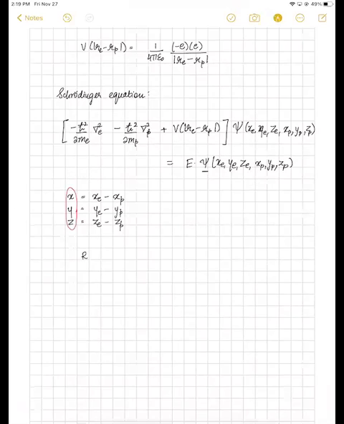The center of mass is given by this equation. So you multiply the mass of electron by its coordinate plus mass of proton by its coordinate, divided by the total mass. So if you wanted to write it more explicitly in terms of x, y, and z, we would have x is equal to me xp.